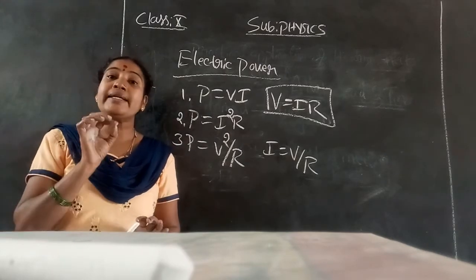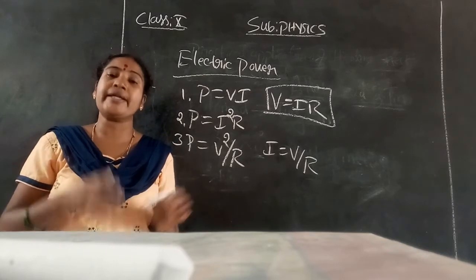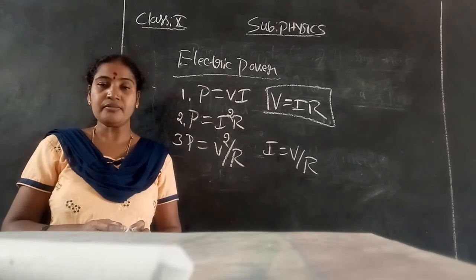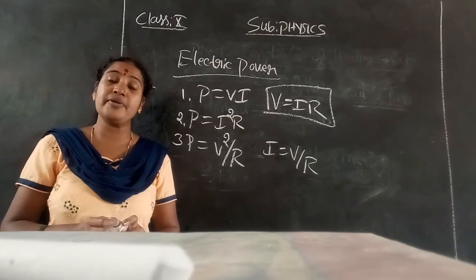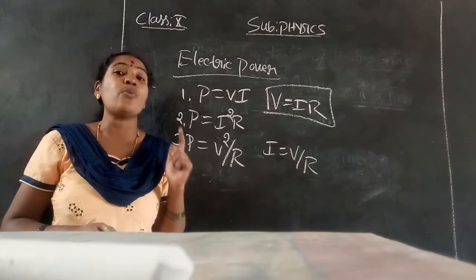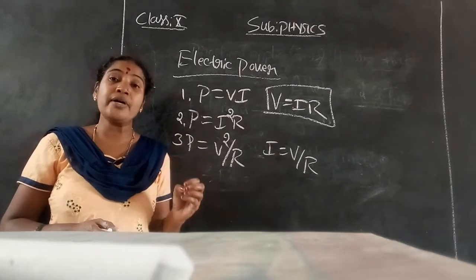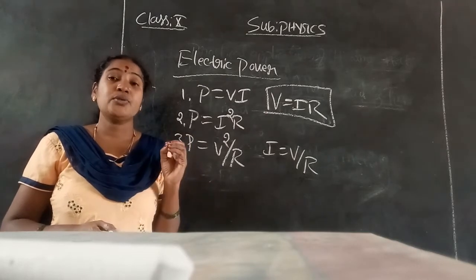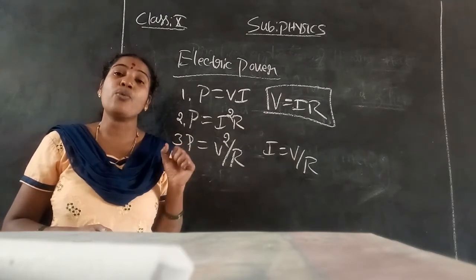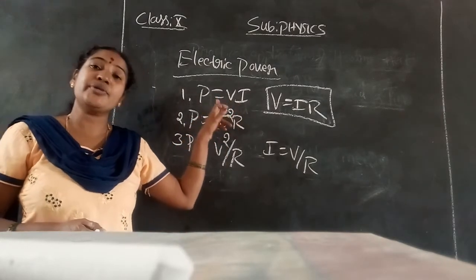Then electrical energy. Power is nothing but the rate of doing work. What is the definition of power? Power is nothing but the rate of doing work. The SI unit of power is the watt. In 9th standard also you have learned the meaning of power and the SI unit of power. Power is the product of voltage and the current, and the SI unit of power is the watt.